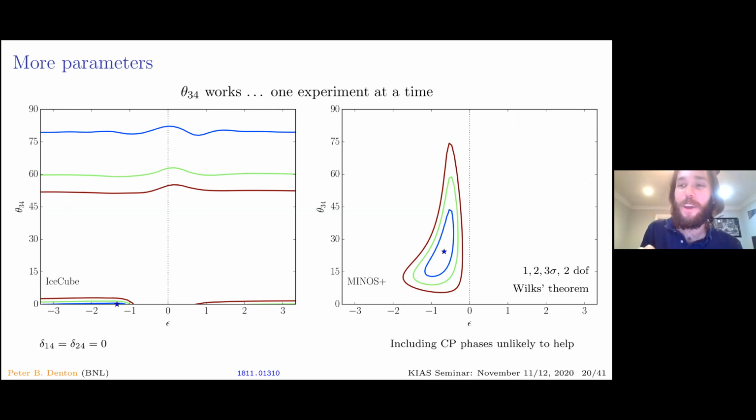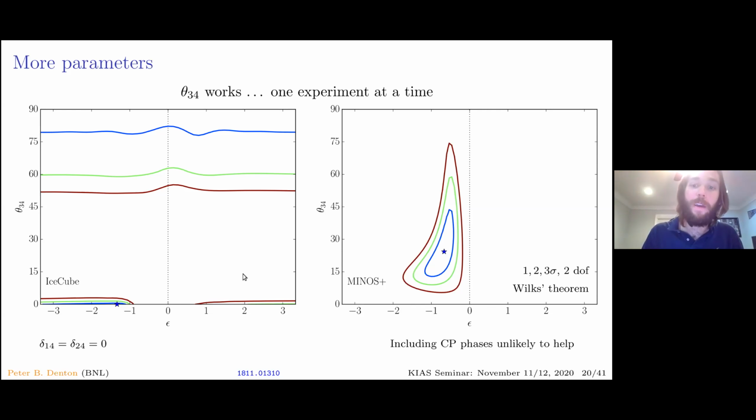But we just messed around with theta 3,4 for MiniBooNE plus. Now we have to check for IceCube, and it doesn't work. What I'm showing here are the values of epsilon and theta 3,4 for IceCube on the left and MiniBooNE plus on the right. You can see here that MiniBooNE plus actually finds a better fit than before, and in particular has a non-zero value of theta 3,4 around 25 degrees or so. So that's why we get this big improvement by including that for MiniBooNE plus.